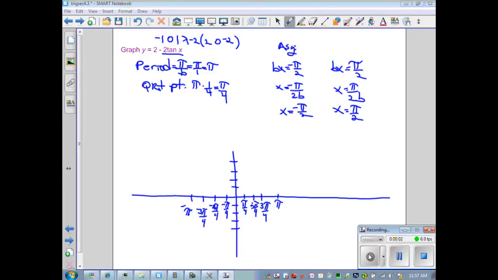I have my coordinate plane drawn. Of course, I use my quarter points to count all my marks on my graph. Let's do our asymptotes. They are going to be at pi over 2 and -pi over 2. And of course, with tangent, I usually start at -1, 0, and 1. But since this is negative, I'll start at +1, 0, and -1. And then what I'll do is use the number 2 in front to graph that. So it's going to be +2, 0, and then -2. And then I'll complete with a smooth curve.